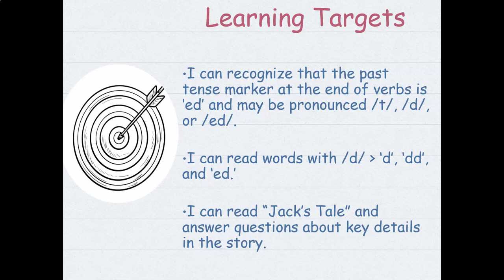Let's go over our learning targets one last time. I can recognize that the past tense marker at the end of verbs is ed and may be pronounced t, d, or ed. I can read words with d spelled d, dd, and ed. I can read Jack's tale and answer questions about key details in the story.